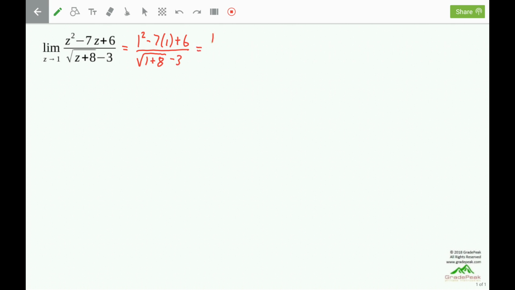In the numerator, 1 squared is 1, minus 7 times 1 is minus 7, plus 6. In the denominator, the square root of 1 plus 8 will be the square root of 9, minus 3. In the numerator, we will have a negative 6 plus 6. In the denominator, the square root of 9 is 3, minus 3.